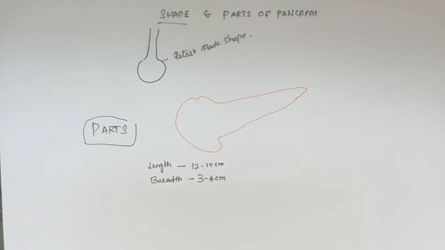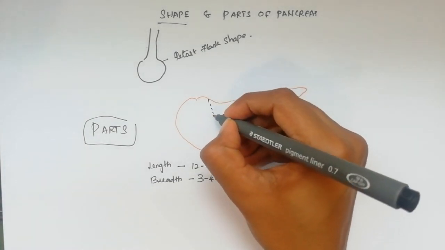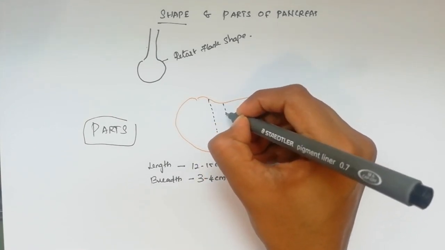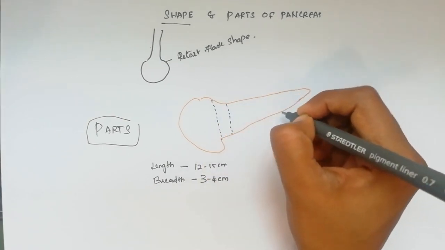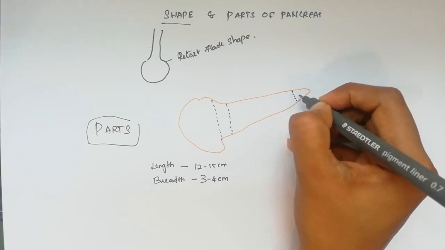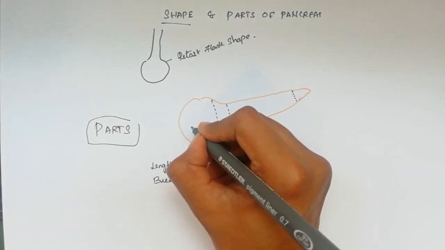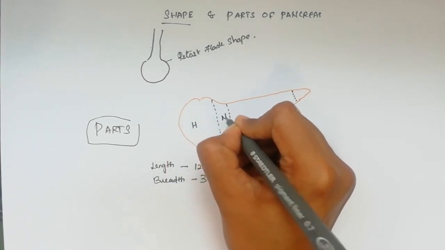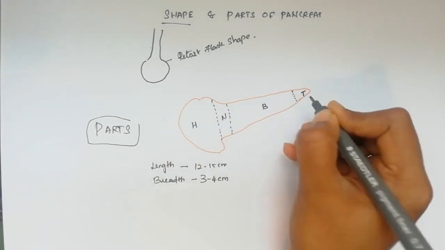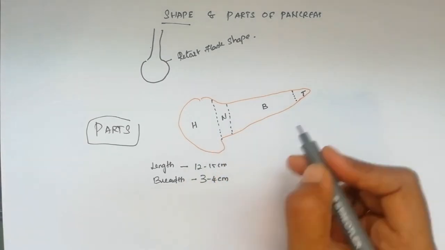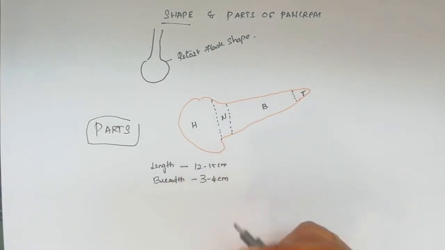Talking about the parts of pancreas, we have divided this pancreas into 4 parts. One is head, another one is neck, and then we have got body, and the narrowest part which is extending towards the left side we will call as tail. So this is head, neck, body and tail part of the pancreas. So this is how we are dividing the pancreas into 4 parts.